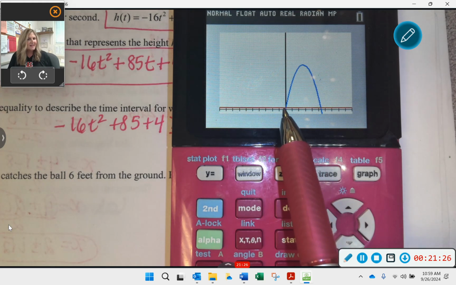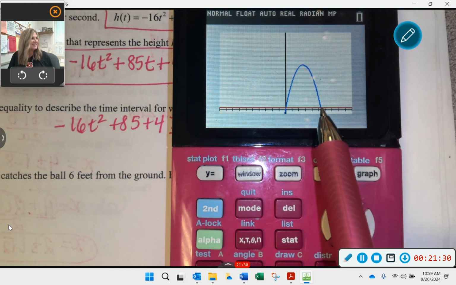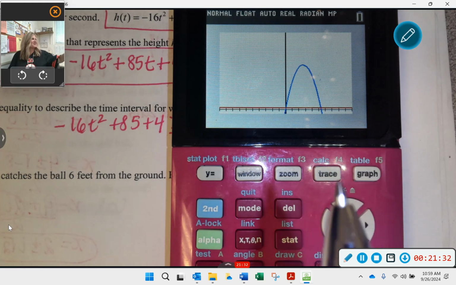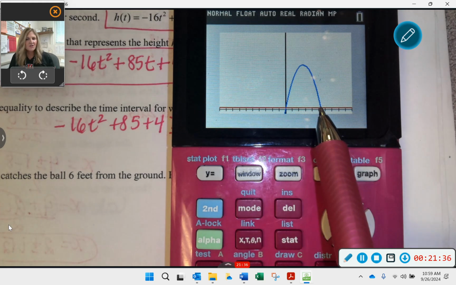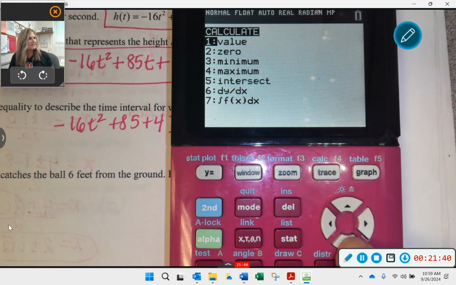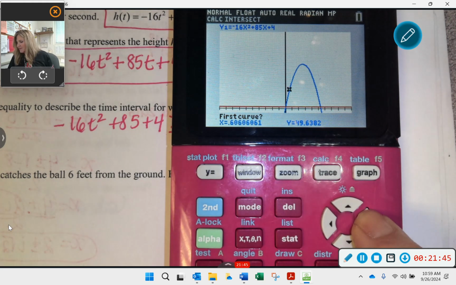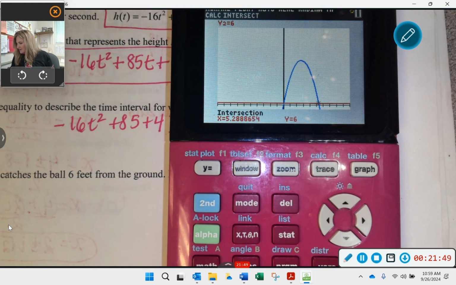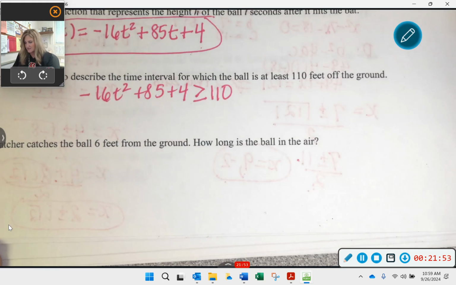Is the catcher going to catch the ball at this time or at this time? Right. The second one, right? I've never seen a catcher catch a ball on the way up, right? They always catch it on the way back down. So we're trying to find this. And what is that going to be? Second trace calculate the intersection. Yeah. And to find the one over there, I have to be kind of close to it. So enter, enter, enter 3 times. So 5.29 seconds.